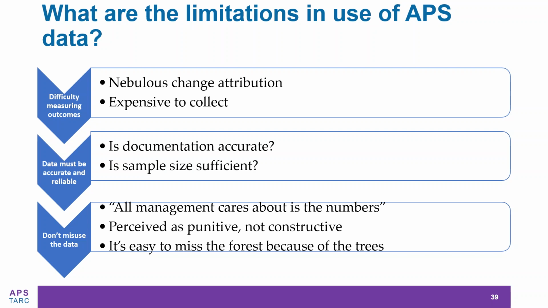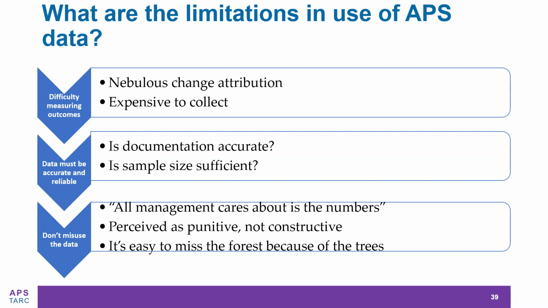In the world of APS, outcomes is a difficult subject. It's really difficult to measure outcomes as it relates to APS clients. Nebulous change attribution means that APS clients, by virtue of the fact that they are older or have a disability, are often going through a lot of change. And whether there is improvement or lack of improvement in a particular client's life may or may not be a result of APS. The data may help you to understand that, or it may not. Change is just really difficult in terms of attribution in APS.